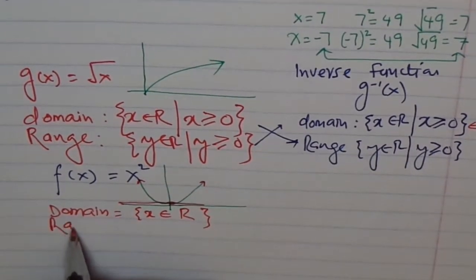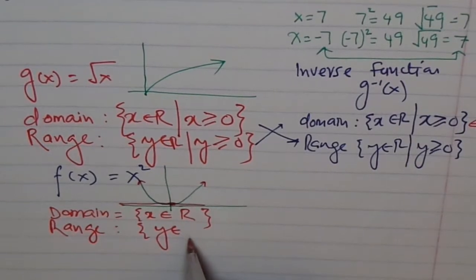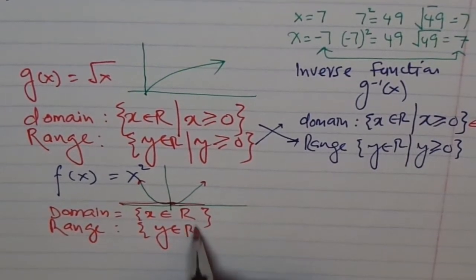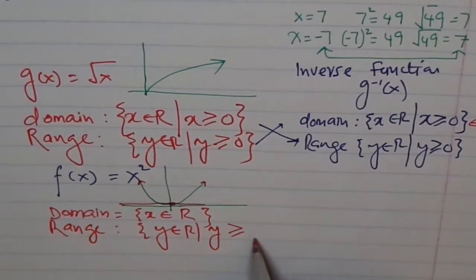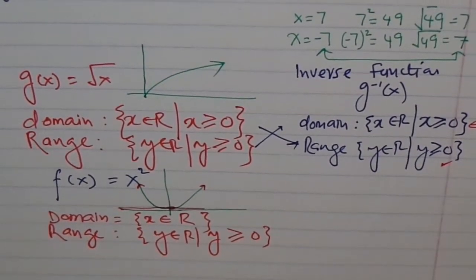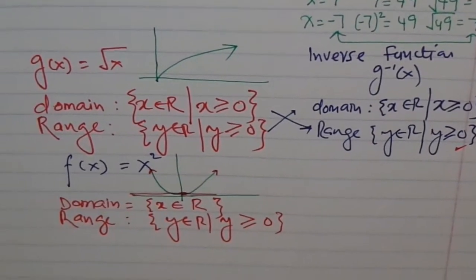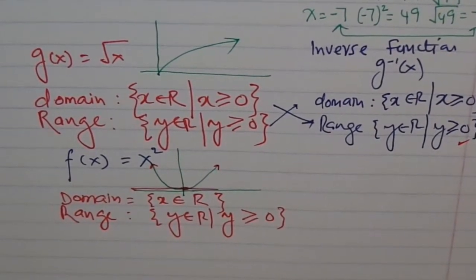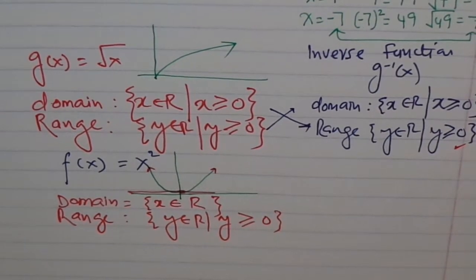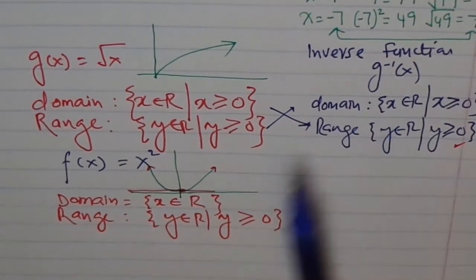As far as the range is concerned, range is okay. Range is y belongs to real numbers and y is greater than or equal to 0. So that part seems to qualify for our inverse function. Do you understand? Now, that means we have seen that there is no compatibility between what we are expecting and what we have.